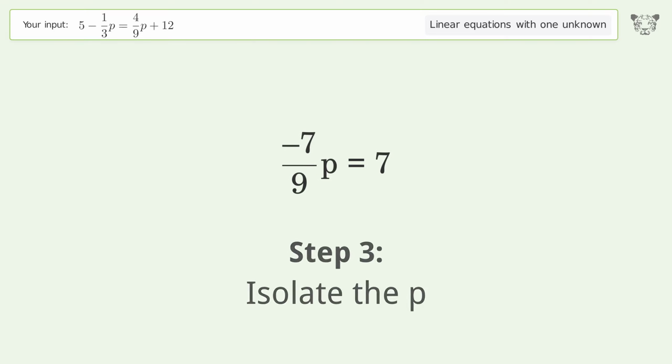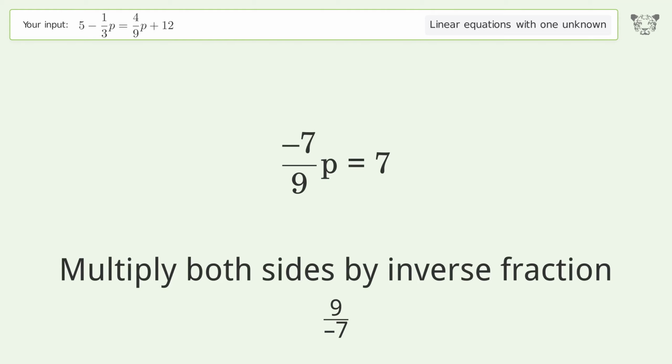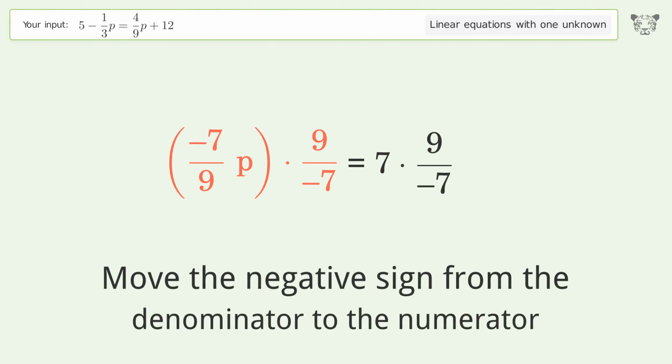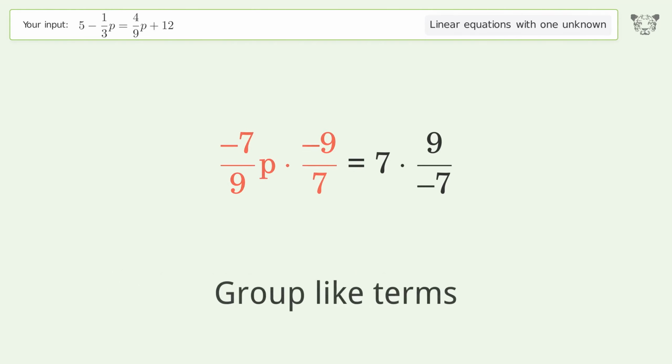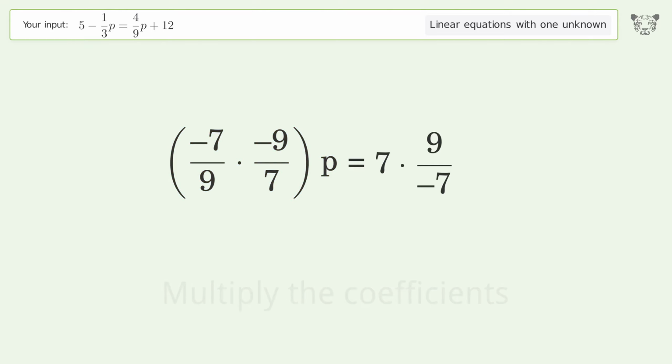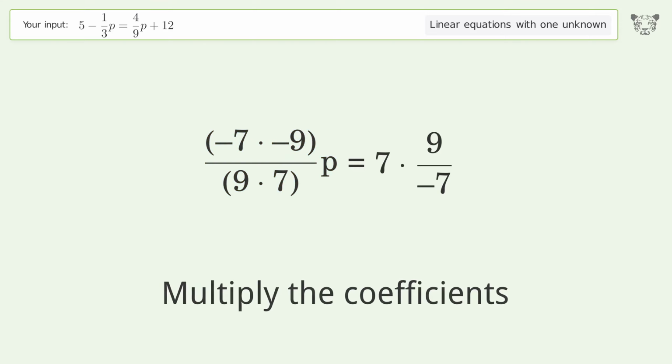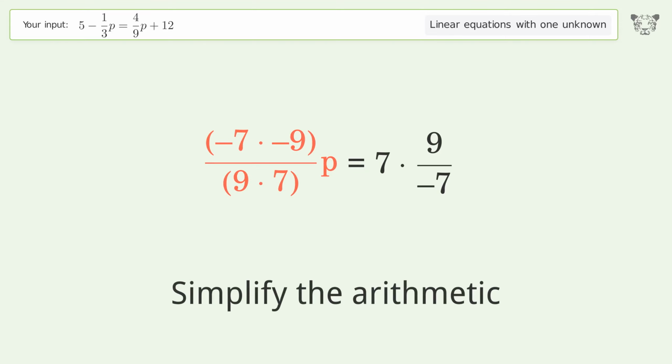Isolate the p. Multiply both sides by inverse fraction 9 over -7. Move the negative sign from the denominator to the numerator. Group like terms. Multiply the coefficients. Simplify the arithmetic.